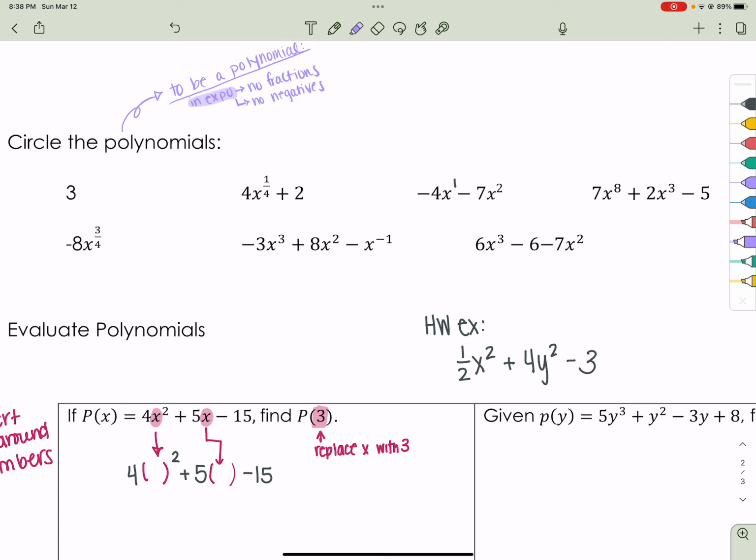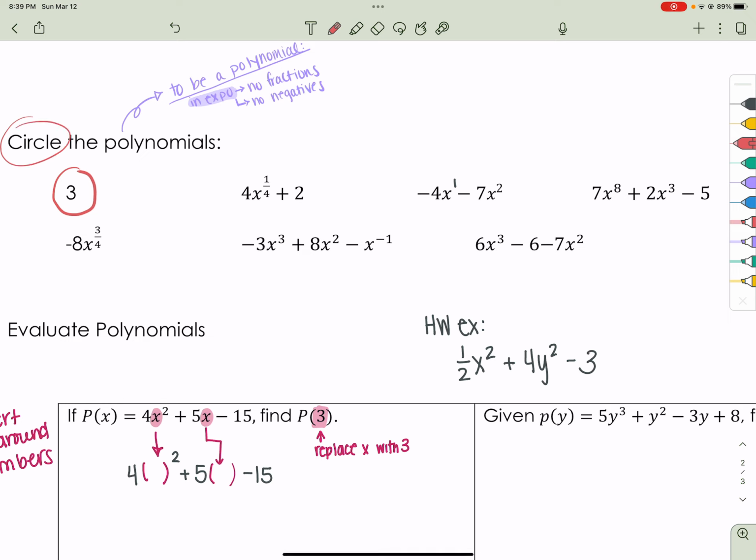So this first one, 3. 3 does not have any fractions and it does not have any negatives in the exponent. It doesn't have an exponent, but it doesn't have fractions or negatives. So we would say that 3 is a polynomial, and we're going to circle the polynomials.